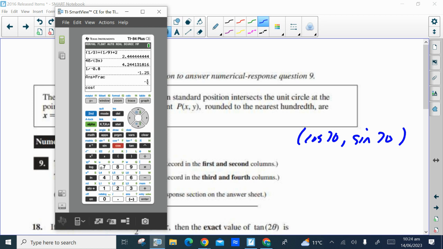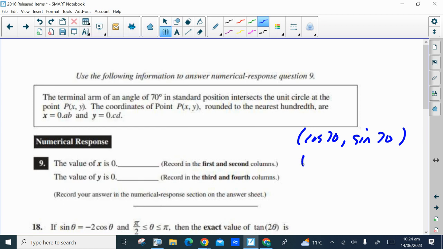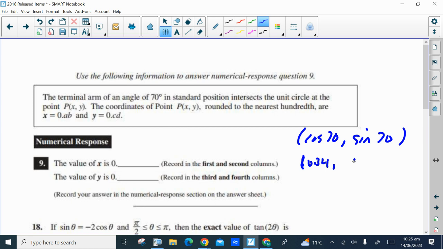So we'll take the cosine of 70 degrees, which would be 0.34. And the sine of 70 degrees is 0.94. So you'll get 34, and then you'll get 94. So that's the code that would go in the 4 boxes.